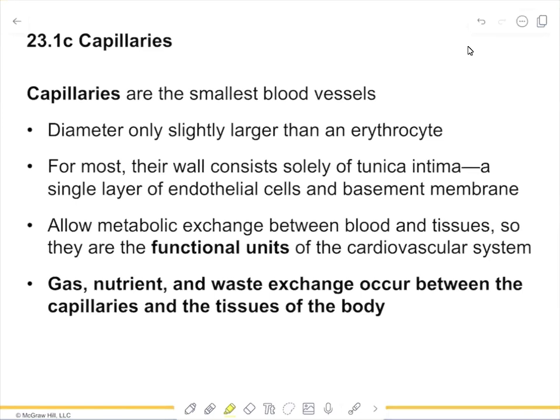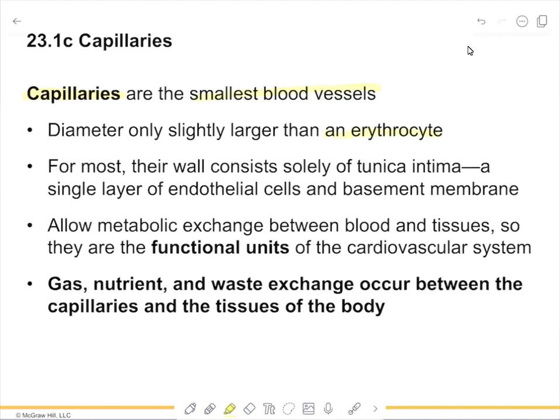Capillaries are the next blood vessels after the arterioles. So the arterioles lead directly into the capillaries. The diameter is only slightly larger than an erythrocyte, which is pretty amazing. So erythrocytes actually will go through the capillary in a single file manner because the diameter is so small.